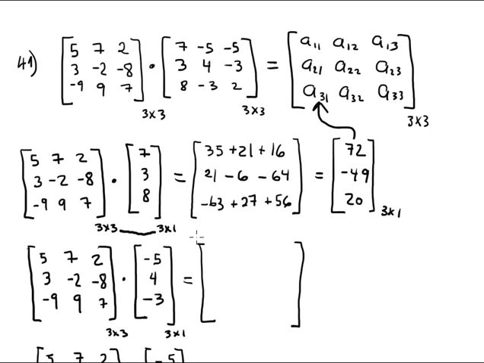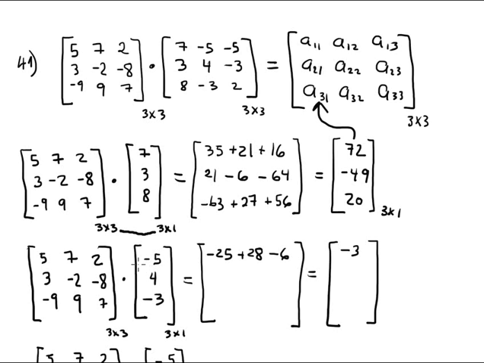In this case, 5 times negative 5 is negative 25. 7 times 4 is 28. 2 times negative 3 is negative 6. And the answer is negative 3. When you combine this, negative 25 plus 28 is positive 3, minus 6 is negative 3.